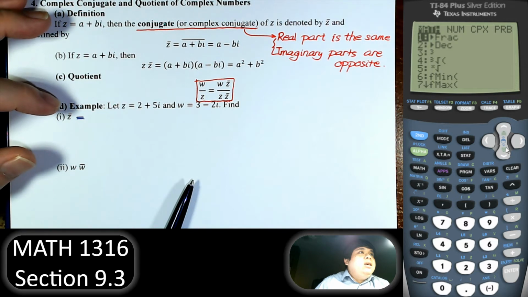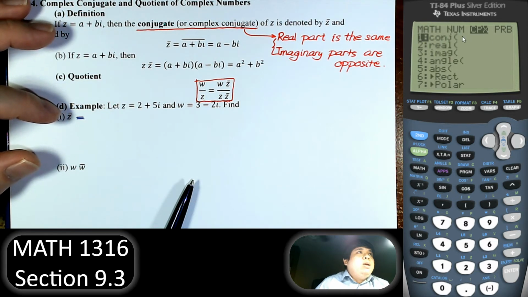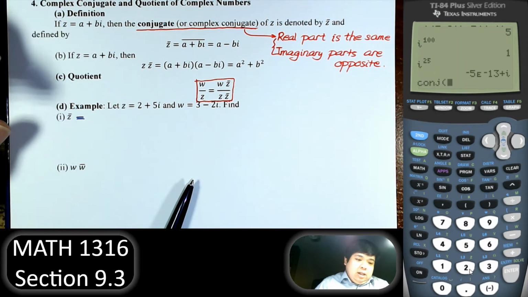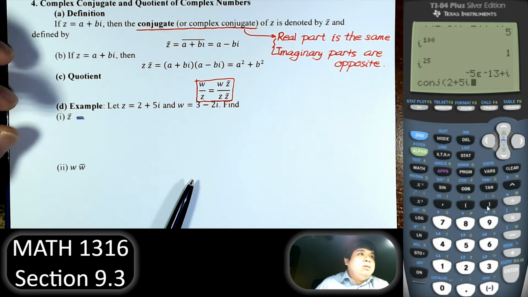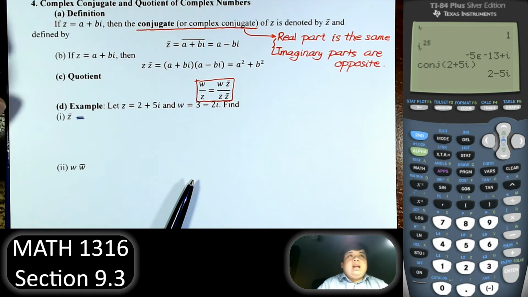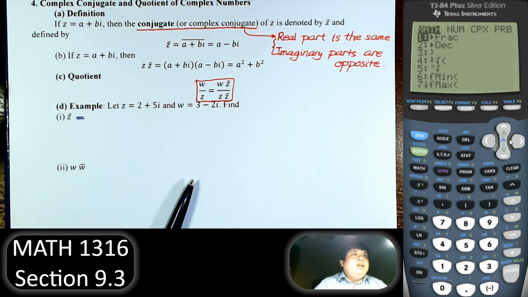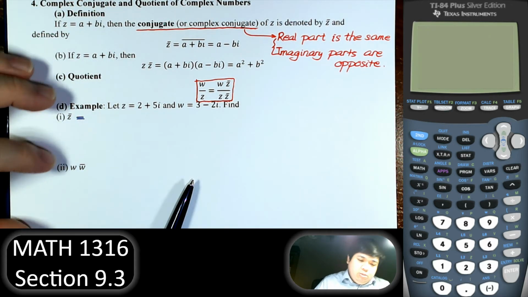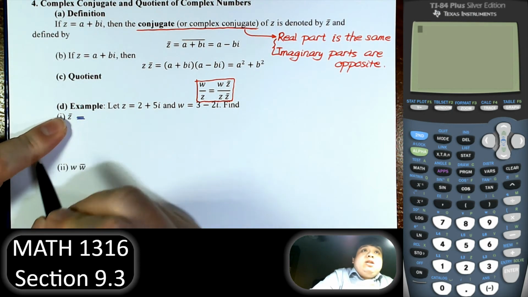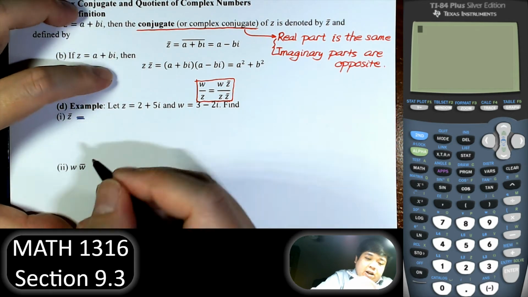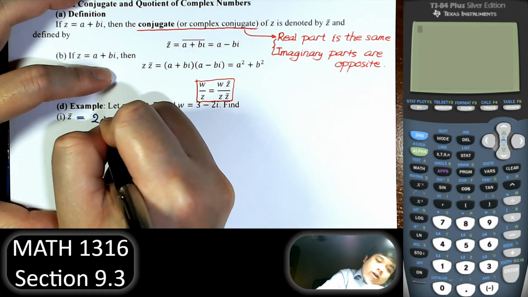In the math tool, I think we go to here, complex conjugate. Let's say 2 plus 5i. Yeah, that works. So first, the complex conjugate of z equals 2 plus 5i.